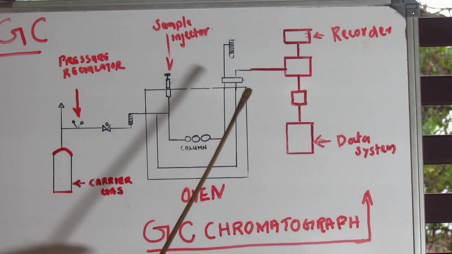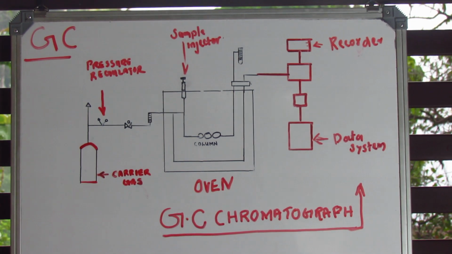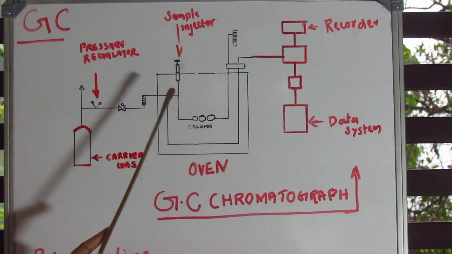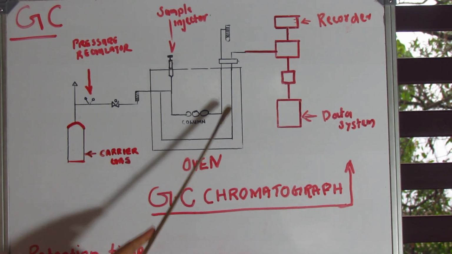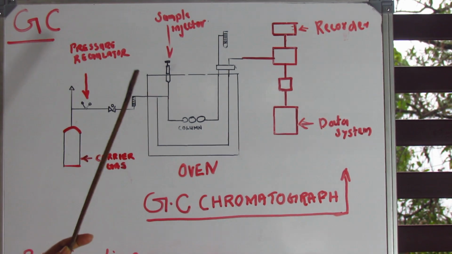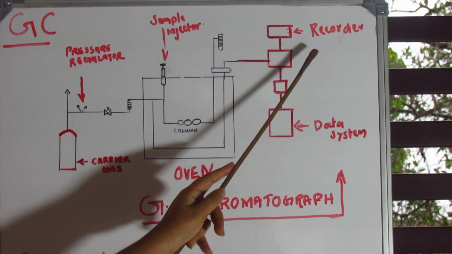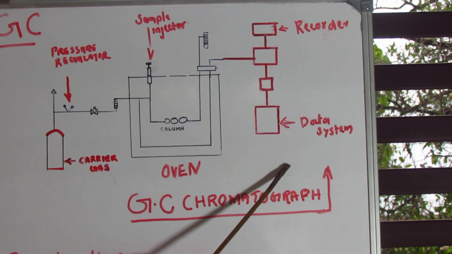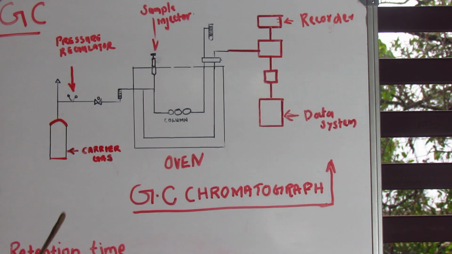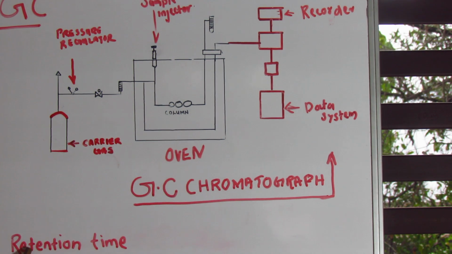In this way, the different components are carried by the carrier gas and hence they emerge from the column at different rates. Here an important factor is retention time. Retention time means the time taken by each component to pass through this column. It is the characteristic property of GC and it is one of the best methods to identify the compound. Then they are recorded and detected with the help of the detector.